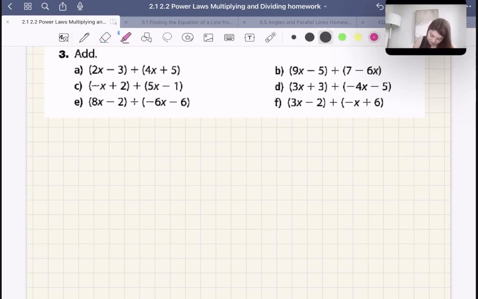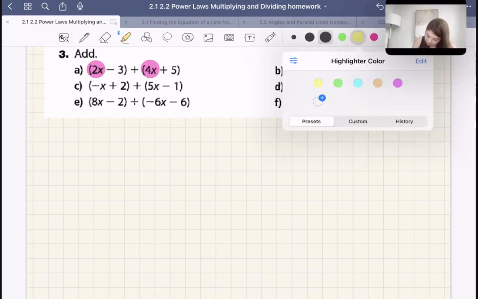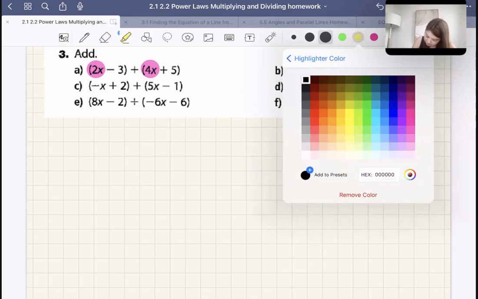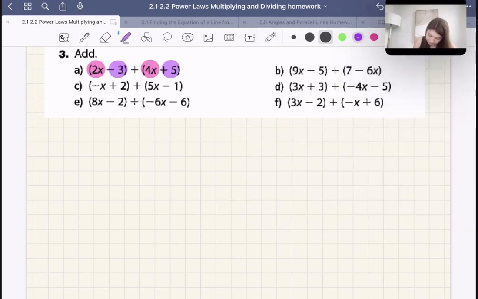Okay, so here in this first one, we have 2x and 4x as like terms. And then we also have negative 3 and 5 as like terms. So therefore, in total, we have 6x plus 2 as our answer, right? Because 2x plus 4x is 6x, and negative 3 plus 5 is positive 2.